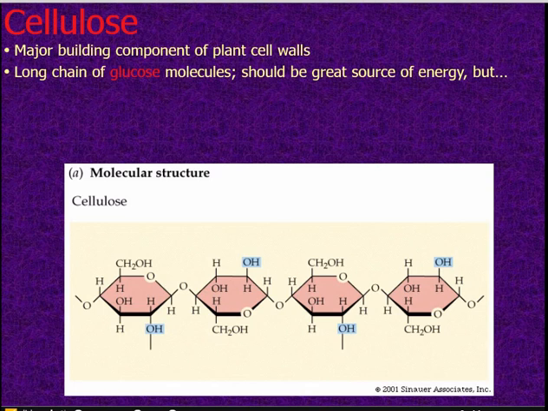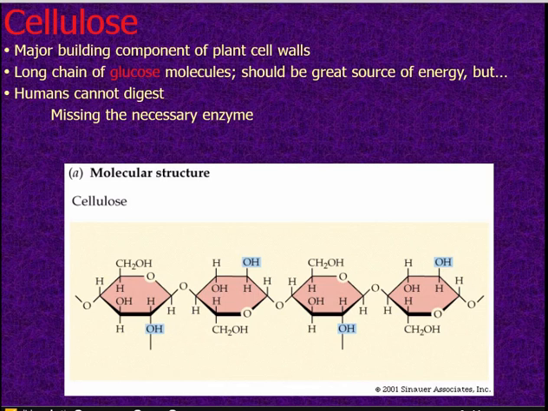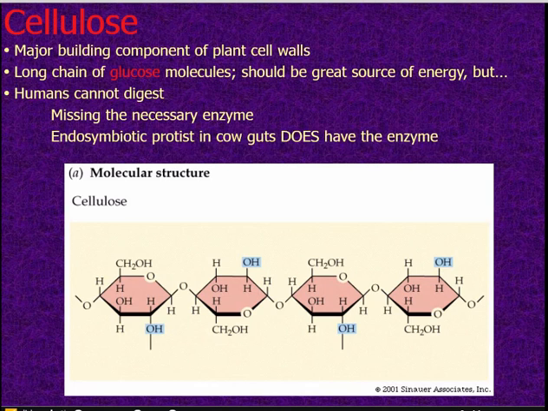So why don't we eat leaves? Why don't most animals eat leaves? Humans can't digest it because we're missing the necessary enzyme to break those molecules apart into the simple sugars. We have it for starch when the glucose molecules are all face up, but when they flip upside down like this, our enzymes cannot pull those molecules apart, so we're not capable of digesting it. There is a protist in, for example, animals like cows.